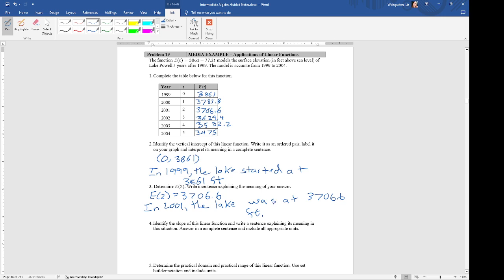Identify the slope and write its meaning. The slope is the number that is attached to our input, so the slope is negative 77.2. What's happening every year? The lake is decreasing by that amount each year. So the lake is decreasing by 77.2 feet per year.